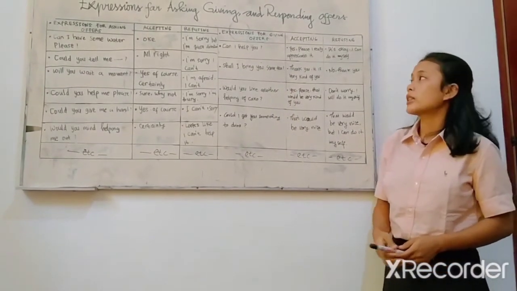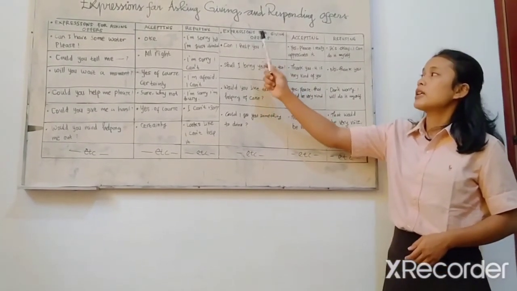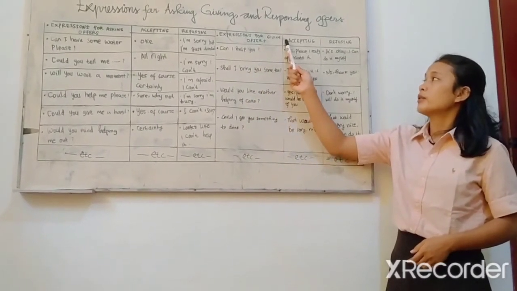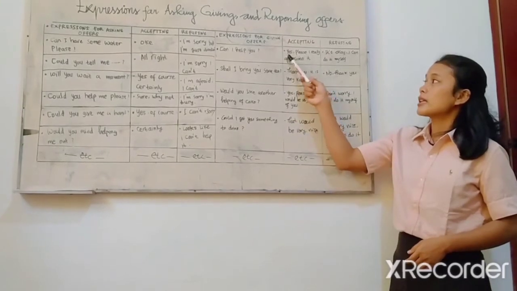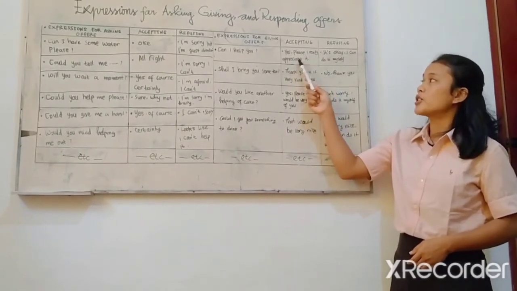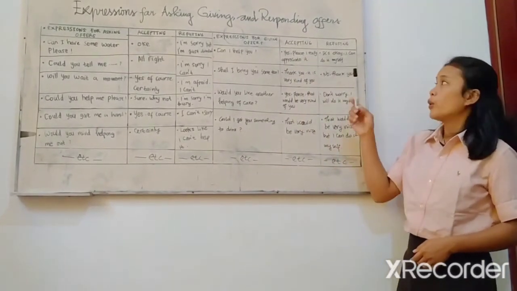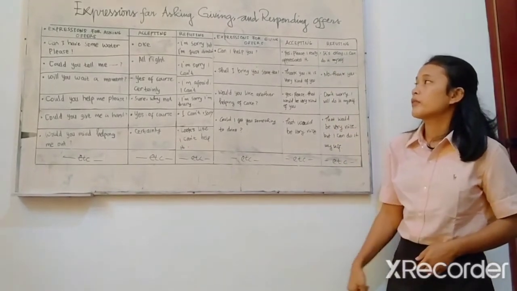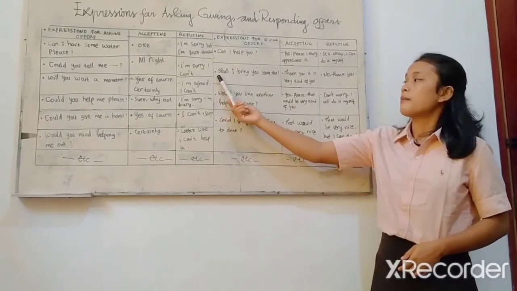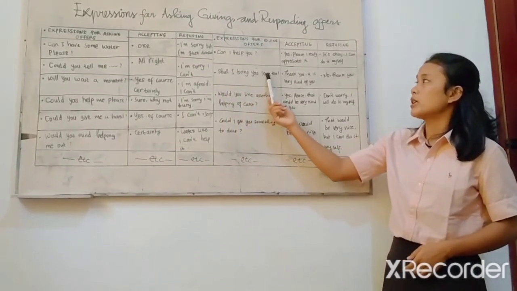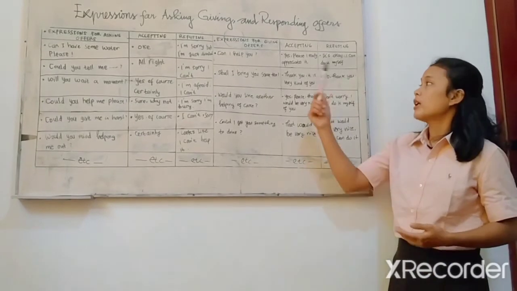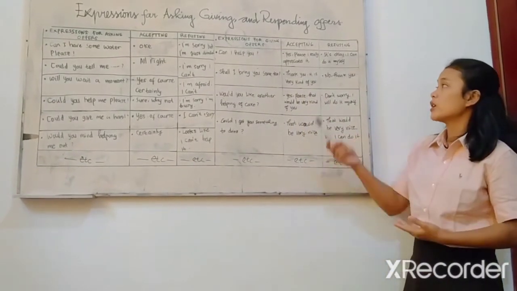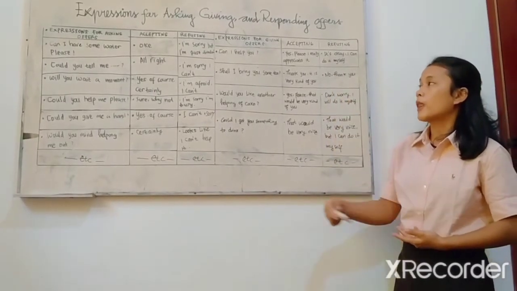Okay, the expression for giving offers. Let's look at sentence number 1. First, can I help you? We can accept with the sentence, yes, please, I really appreciate it. And then we can refuse, it's okay, I can do it myself. The sentence number 2, shall I bring you some tea? We can accept, thank you, it is very kind of you. And we can refuse, no, thank you.